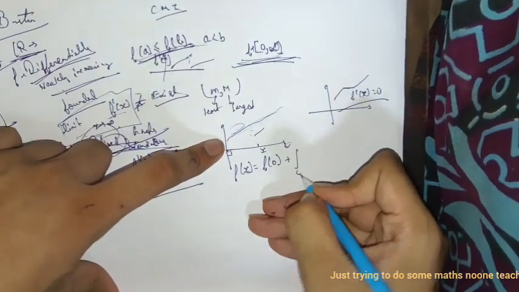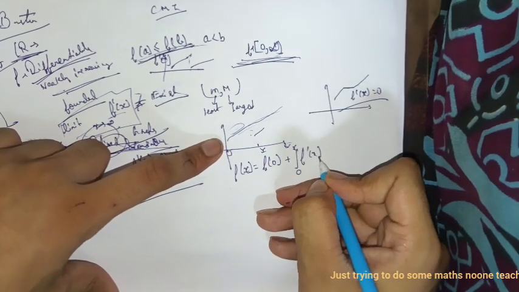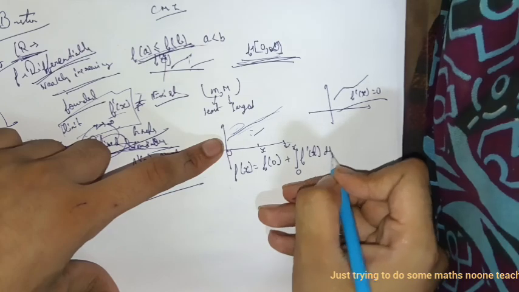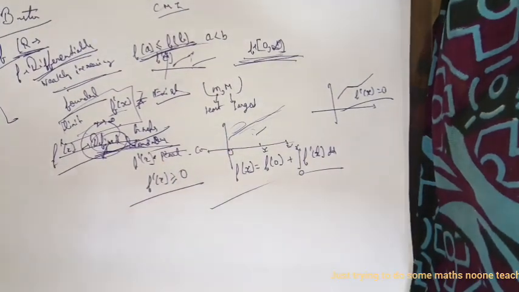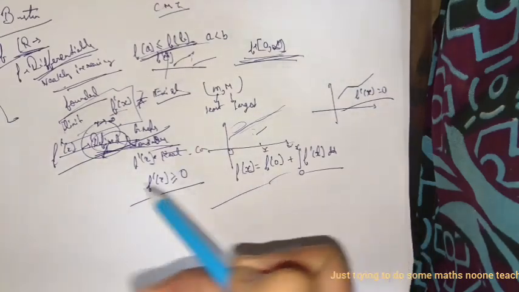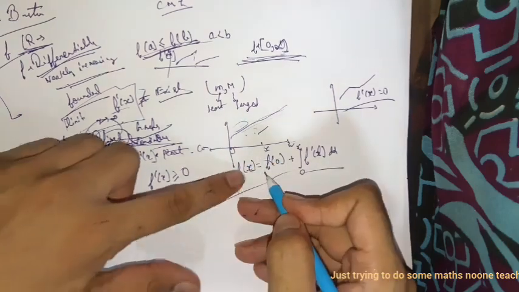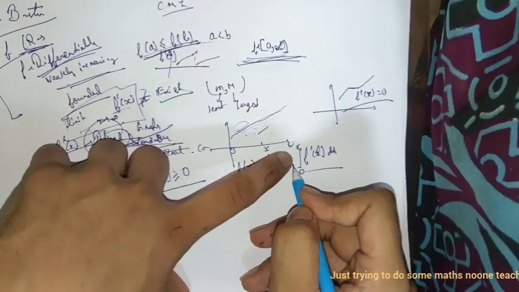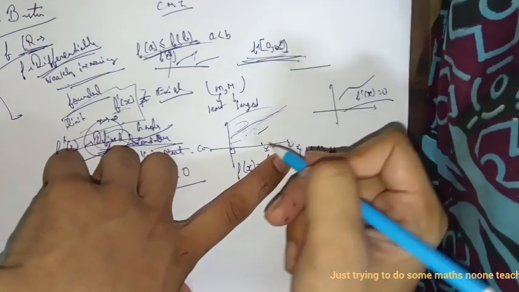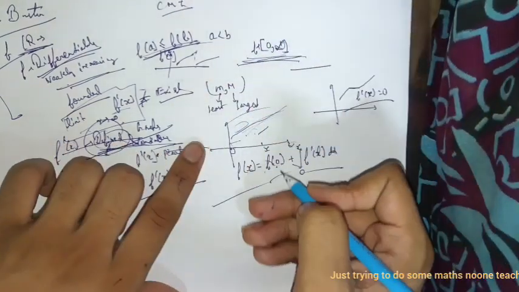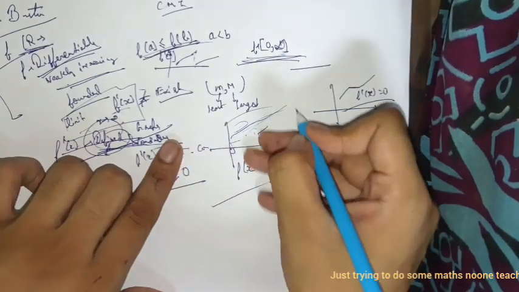F of x equals f of 0 plus the integral from 0 to x of f dash t dt. How did I write this? I know that f x is an increasing function, so f x is increasing from 0. F x is f of 0 plus what? The integral of its slope. If we take the integral of the slope f dash x, the area under the slope, that is basically the increase in f.